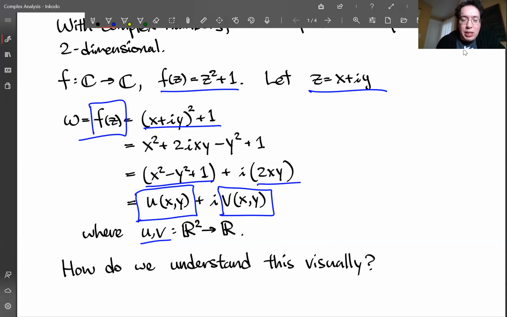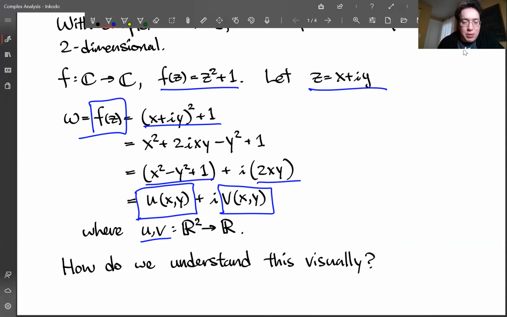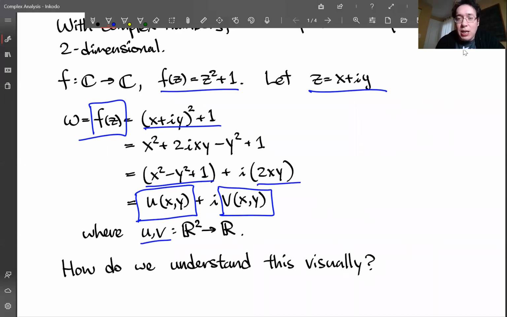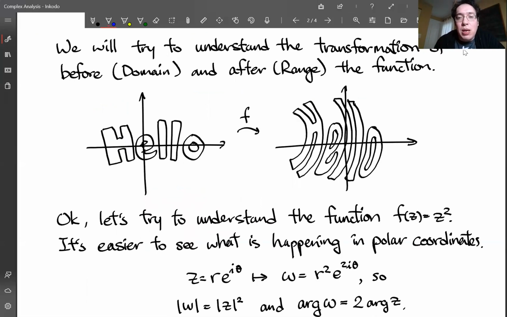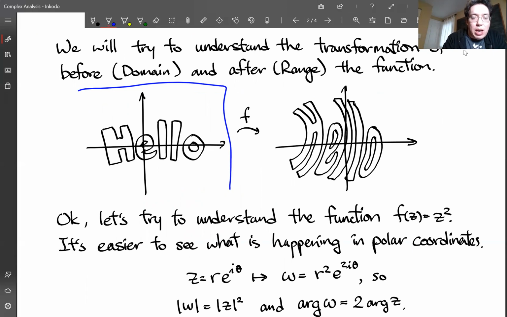There's another way to understand what's being inputted and outputted. And this is the tool that we're going to be using for pretty much the rest of the class: to have a before and after picture. So what we could do is look at what the domain looks like before we plug in the function. So let's say this domain is a picture of the word hello.